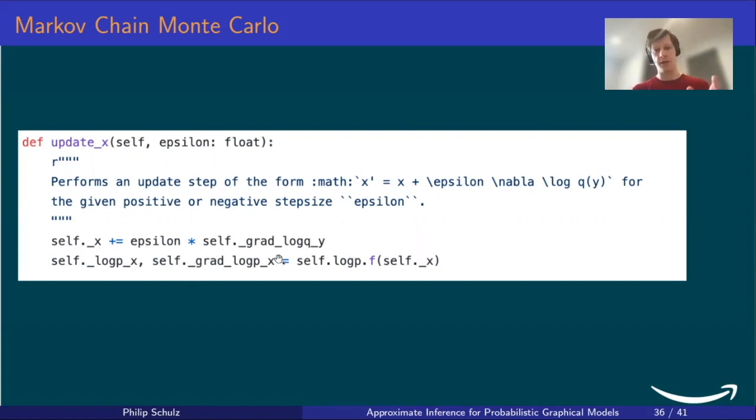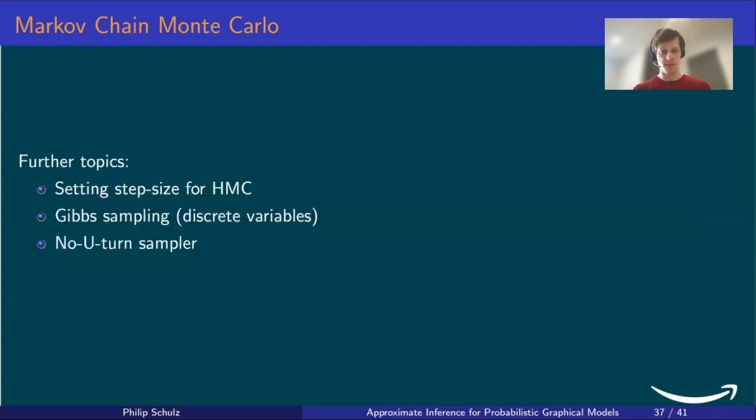And you can see that all of this here can basically be automatized by exploiting automatic differentiation. So if you have the automatic differentiation routine for whichever model you're using, then the updates are very, very simple and very straightforward. Okay, further topics that you may want to look into when it comes to HMC is setting the step size, so the epsilon parameter for HMC, because setting it by hand can be a bit cumbersome, and there's actually ways to set it automatically.